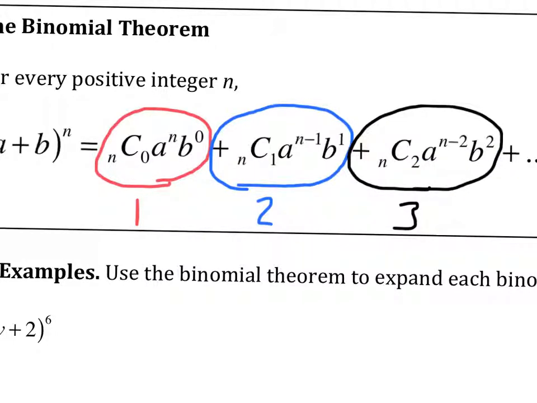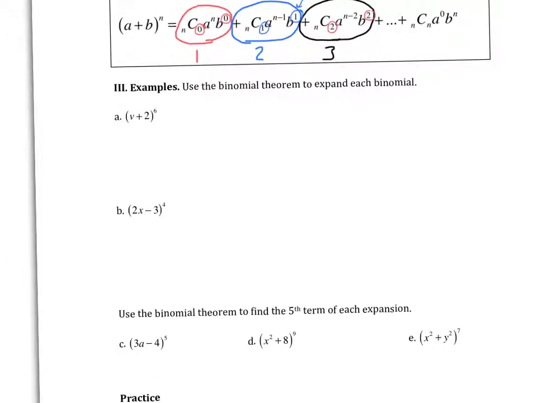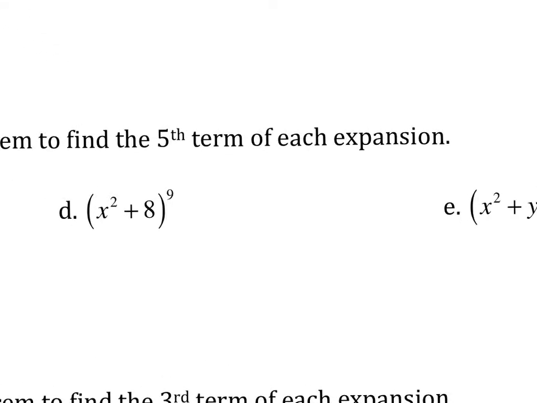So in order for me to find a particular term, or a specific term, so let's say I want to find term n, then I'm going to say n minus 1 is going to go here and here. Notice here and here are the same, and over here, the 2's are the same there. So for this example down here, we're asked to find the fifth term. So what numbers should I see in there? I should be seeing a 4.